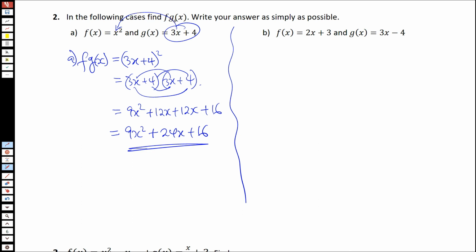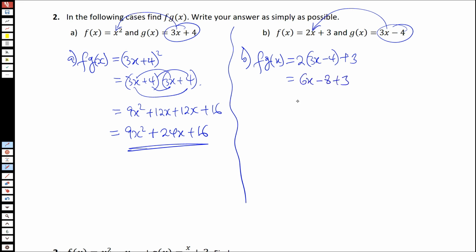Okay, for part B, we are plugging G into F. So we take that and plug that in F in place of X. So basically we have F of G of X will be equal to 2 into 3x minus 4 plus 3, and that will be equal to 6x minus 8 plus 3, which will be 6x minus 5.